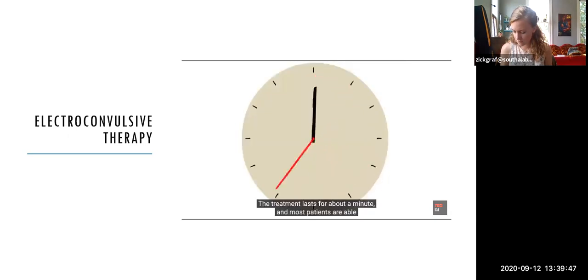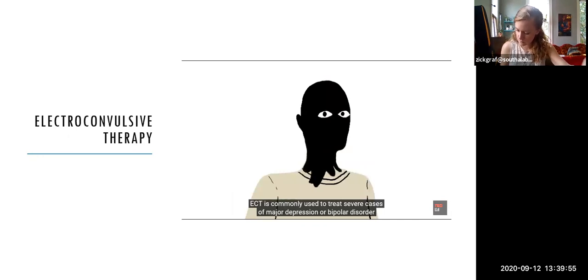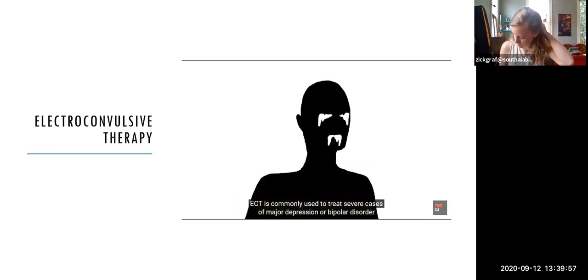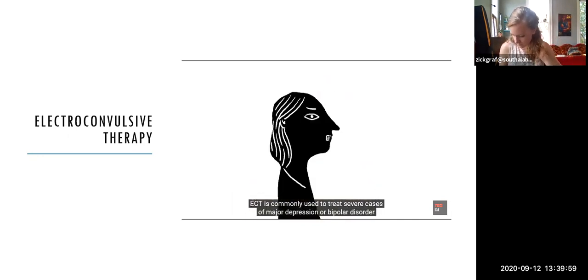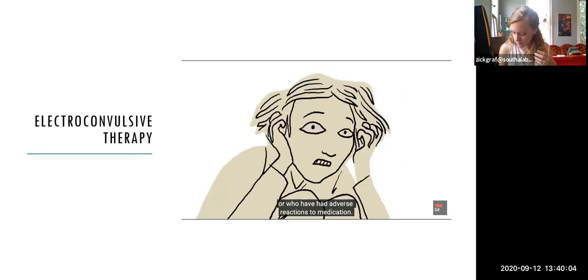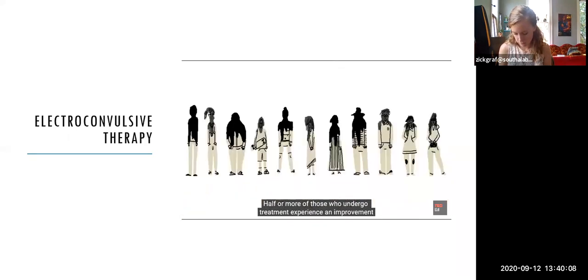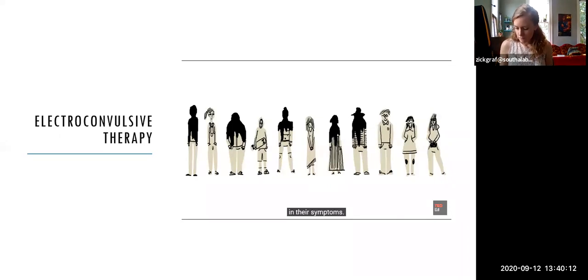The treatment lasts for about a minute, and most patients are able to resume normal activities about an hour after each session. ECT is commonly used to treat severe cases of major depression or bipolar disorder in patients who haven't responded to other therapies or who have had adverse reactions to medication. Half or more of those who undergo treatment experience an improvement in their symptoms.